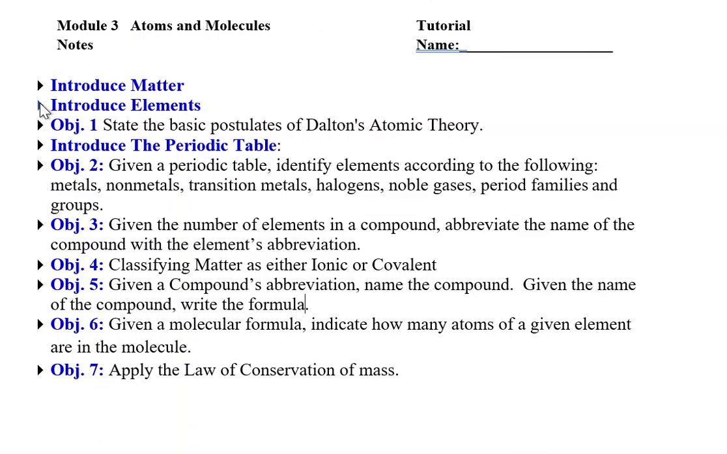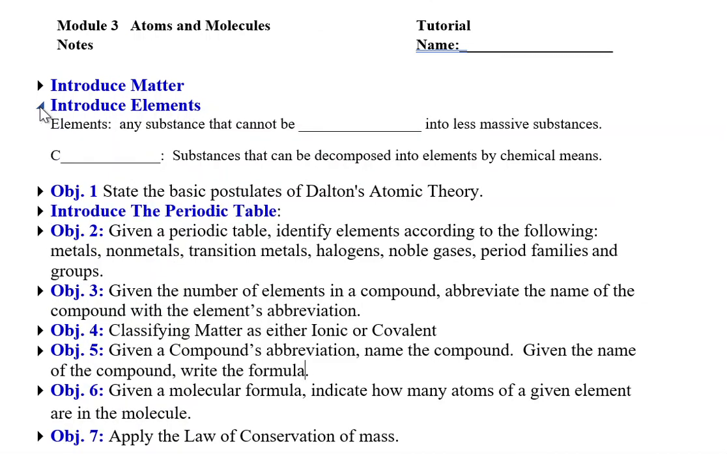All right, we're going to go on. I'm going to introduce you to the elements. So an element is any substance that cannot be decomposed into less massive substances. Decomposed. You can't break it down anymore. And compounds are substances that can be decomposed into what we call elements by chemical means. So the difference between an element and a compound is that compounds can be decomposed into elements, but once you get to an elemental state, you've reached an individual atom, and you can't decompose it, at least not by chemical means. So that's a really quick introduction to the elements.